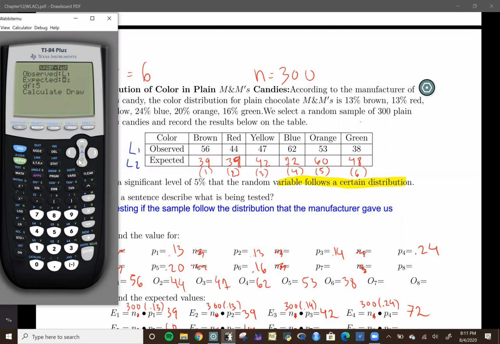All right, lastly you want to put the degrees of freedom. In this case, degrees of freedom is equal to K minus 1. My K equals 6, so 6 minus 1 gives you 5. Then you press calculate, and we're done. If you look at the chi-square value, we get 12.94. Any question how we get chi-square of 12.94?